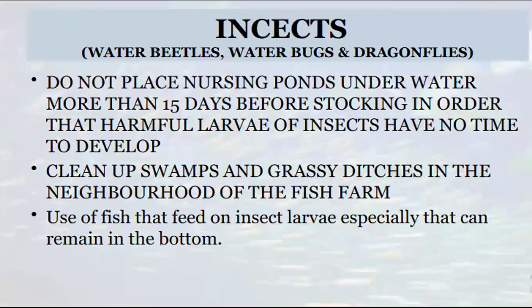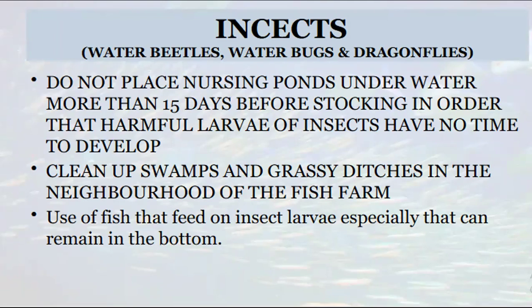So let's start the lecture. As we already discussed, there are different vertebrates and invertebrates that are harmful for the fish. Among all the invertebrates, insects and phylum Arthropoda are among the most important which are harmful for the fish. So what does a farmer need to do to control insects like water beetle, water bug and dragonflies, which are among the most important organisms harmful for the fish.